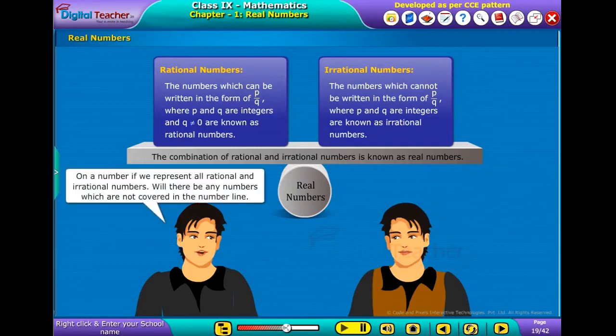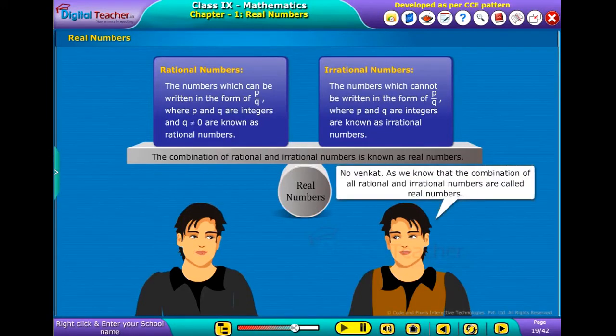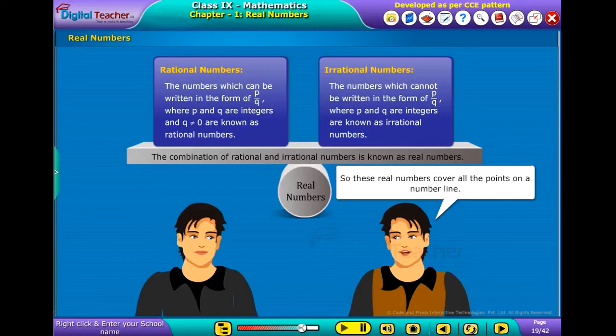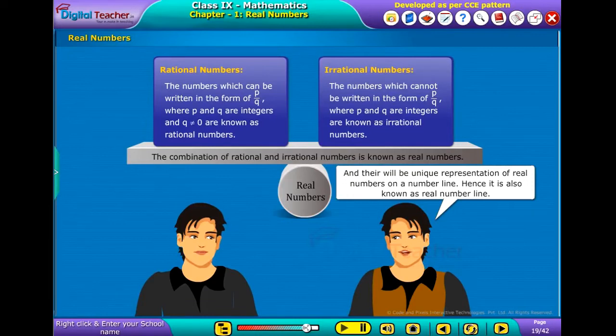On a number line, if we represent all rational and irrational numbers, will there be any numbers which are not covered in the number line? No, Venkat, as we know that the combination of all rational and irrational numbers is called real numbers. So these real numbers cover all the points on a number line. And there will be a unique representation of real numbers on a number line. Hence it is also known as the real number line.